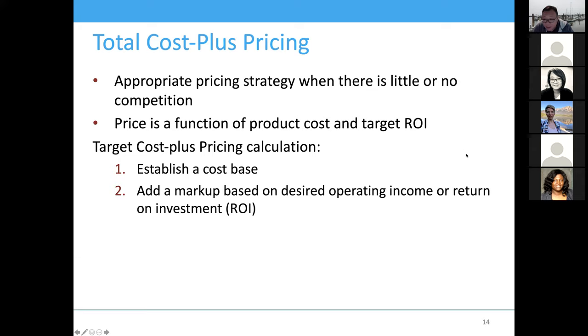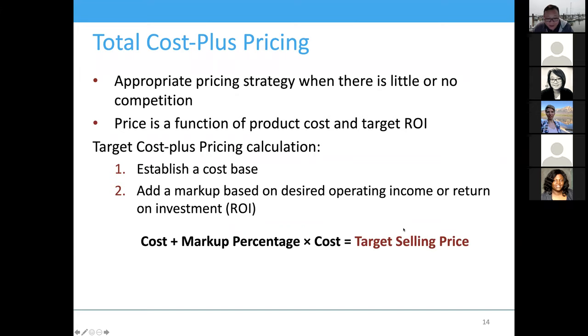And then you want to add a markup, right? Depending on your ROI, return on investment, you can figure out what that margin would be. When you add them together, that is your target selling price. That's your target selling price, right? So this is pretty straightforward, right?